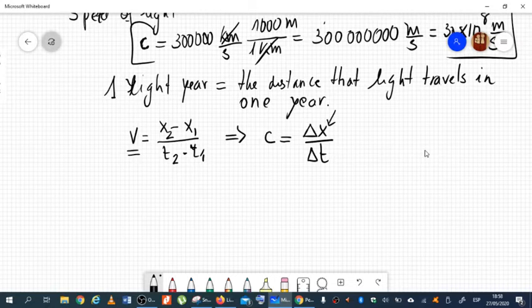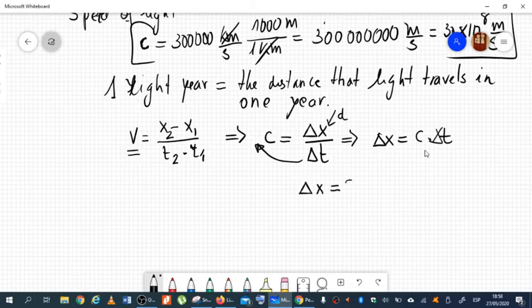Okay, so the distance, as you can remember, is the distance traveled in 1 year. It is c multiplied by the time, if we pass this to this side. So the distance is 3 times 10 to the power of 8, which is c, multiplied by 1 year.